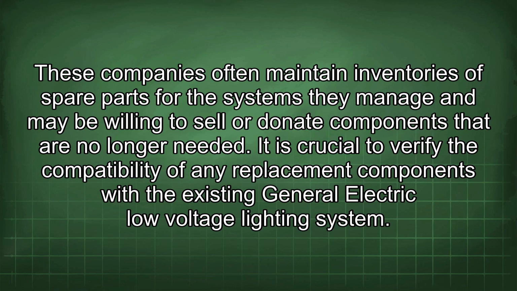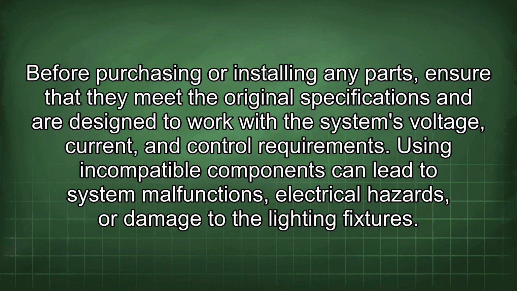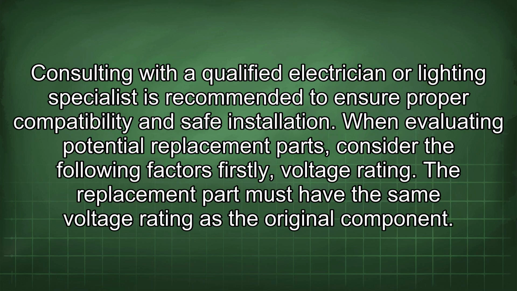It is crucial to verify the compatibility of any replacement components with the existing General Electric low-voltage lighting system. Before purchasing or installing any parts, ensure that they meet the original specifications and are designed to work with the system's voltage, current, and control requirements. Using incompatible components can lead to system malfunctions, electrical hazards, or damage to the lighting fixtures. Consulting with a qualified electrician or lighting specialist is recommended to ensure proper compatibility and safe installation.